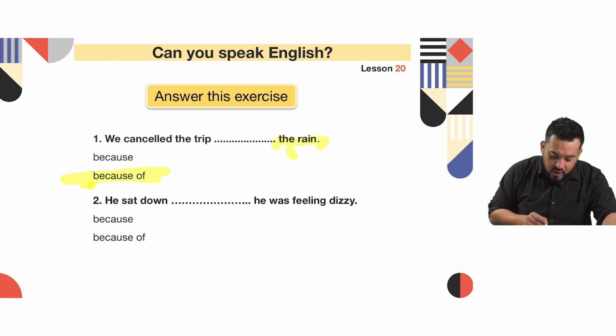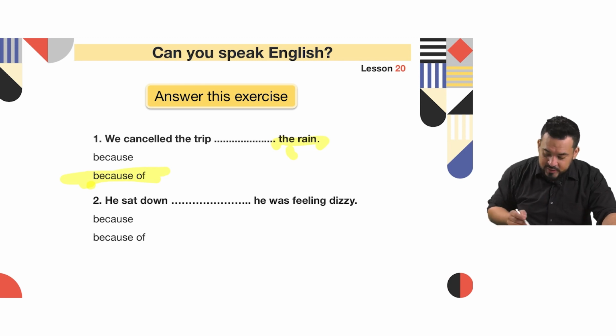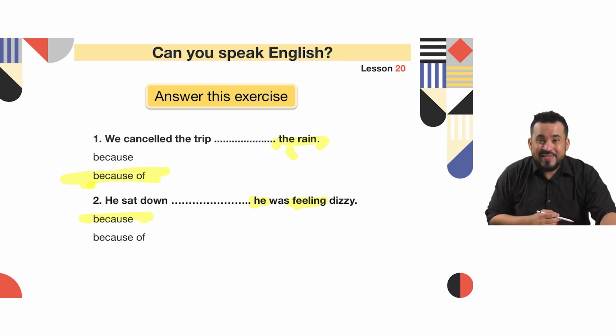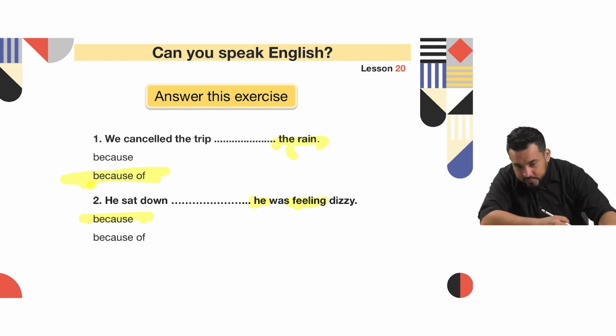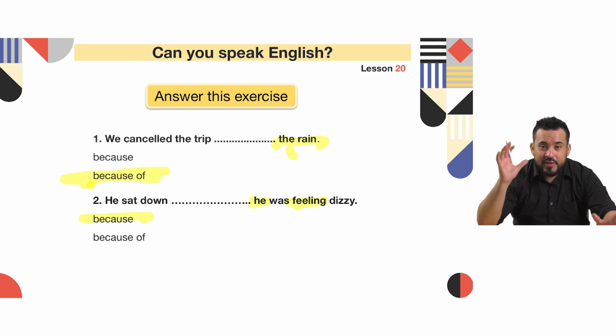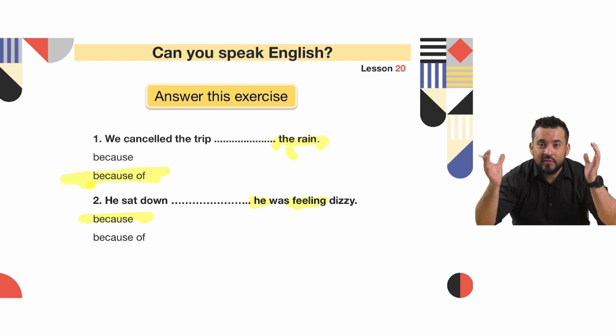He sat down because he was feeling dizzy, or he sat down because of he was feeling dizzy. He is the subject. Feeling is a verb. So the correct answer is, that's right, because. He sat down because he was feeling dizzy. What is dizzy? Dizzy is like, oh, you think you're going to pass out or you're going to faint. Dizzy.